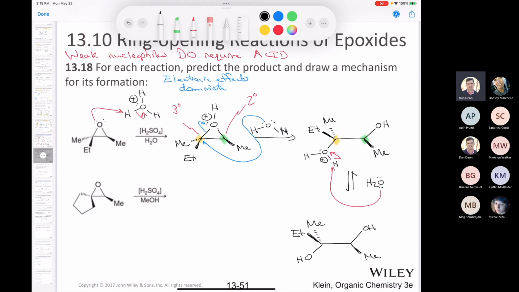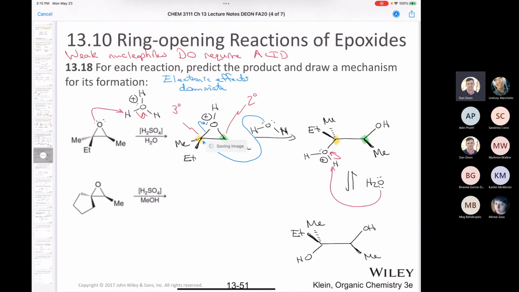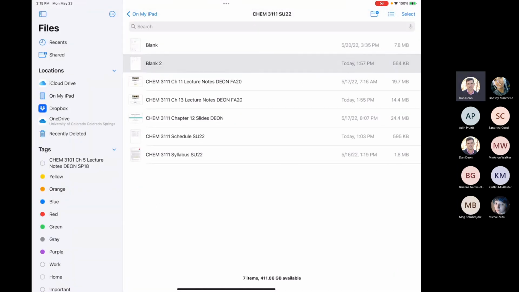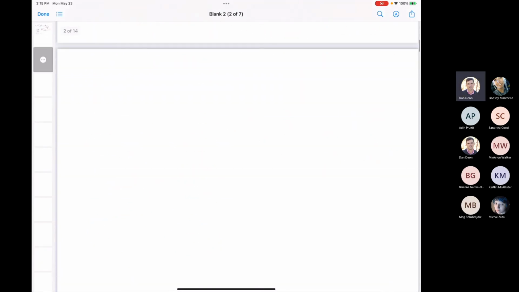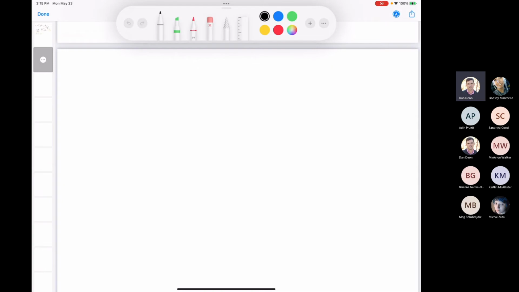Let's try the next one. I'm going to switch over to a blank document so that we can give it the old college try here. And let's give it a shot. So I'm going to redraw the molecule here carefully. Got my three-membered ring like that. I've got my methyl group sticking out. And then I've got this five-membered ring. There we go. So it looks something like that.